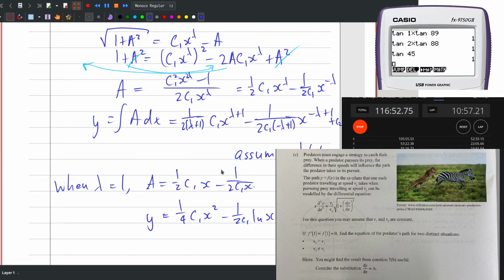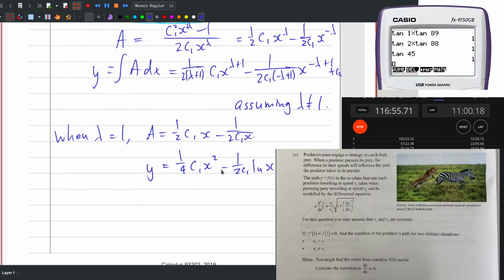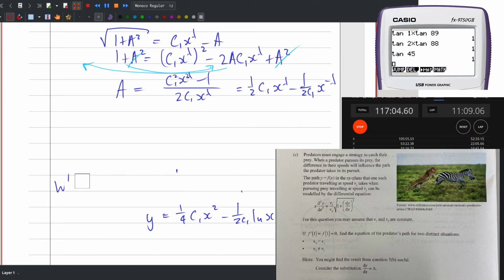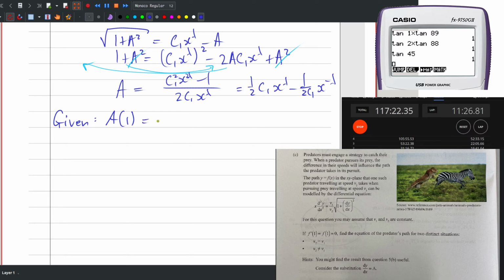Because oh wait, no, you need the ICs, don't you? Wait, far out. I think you do the A. So you're given that A at 1 equals 0. So a half c1 minus 1 over 2 c1 is 0.